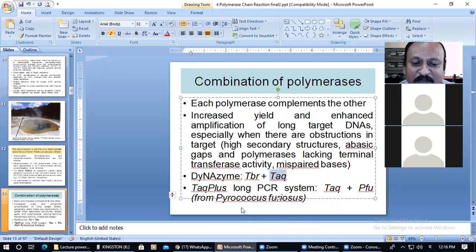Then there is another product which is called Taq Plus, and this is particularly used for long PCR systems. What is a long PCR? It is a PCR reaction in which the length of the template DNA is very large. Long DNA strands can be copied, and for that we have a combination of Taq polymerase and another polymerase called Pfu. This enzyme is taken from another thermophilic organism called Pyrococcus furiosus, Pyrococcus furiosus, Pfu.